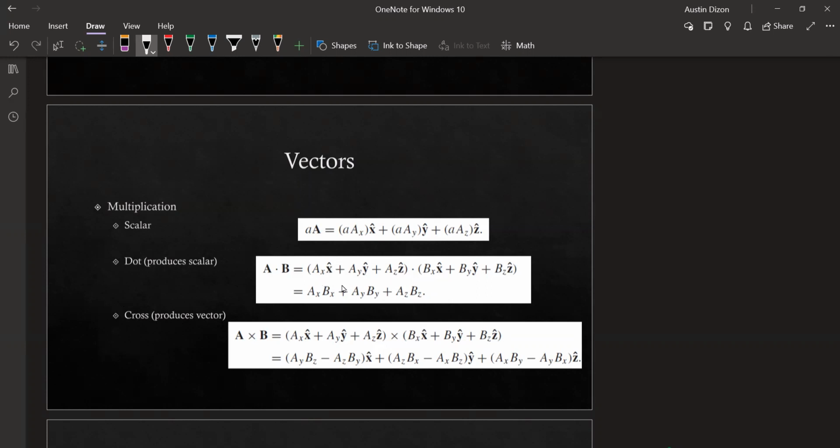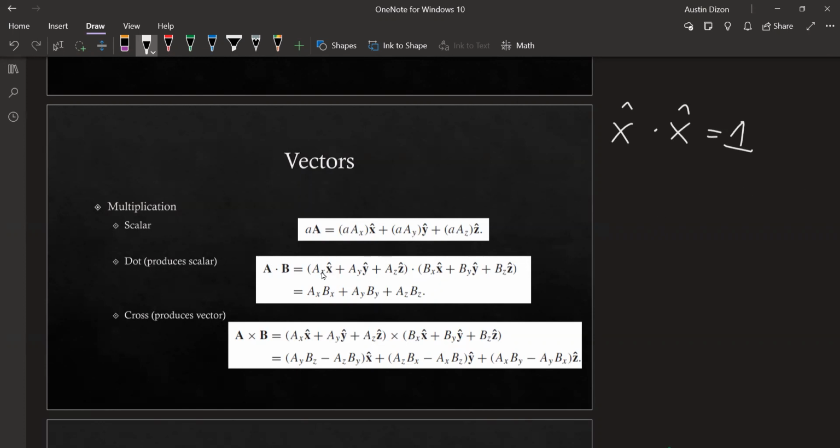Okay? So, ito. Okay. Ayan. Usually, madali nang makita na AX times BX na lang to kasi x hat dotted with x hat is just 1. Okay? And then, di na natin pinapansin yung iba kasi 0 lang naman sila.